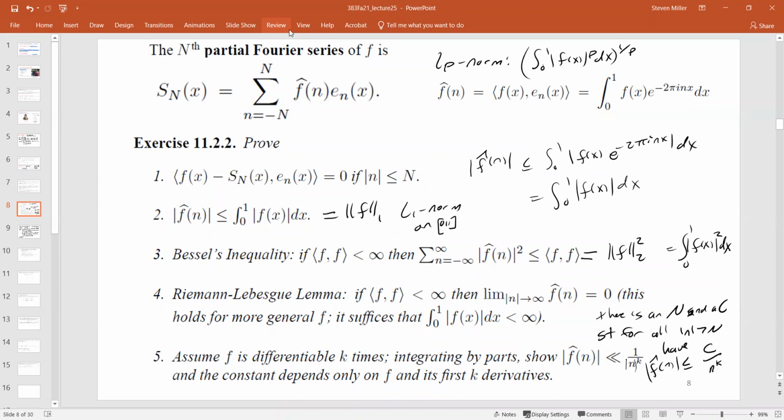And so you might need to assume for some of these that f is periodic. To prove, say, assume f is periodic. So again, I strongly urge you to just go through and try to do some of these calculations.